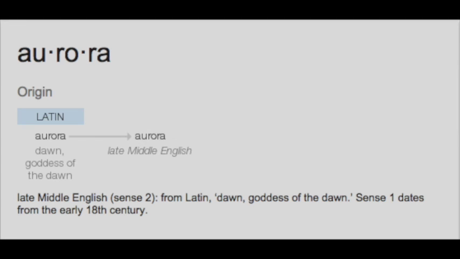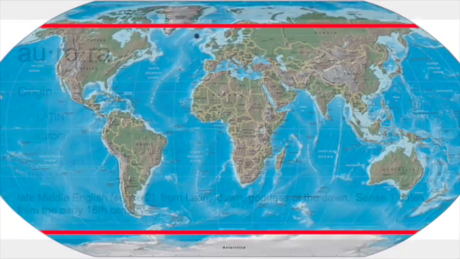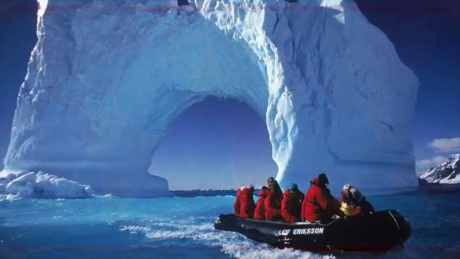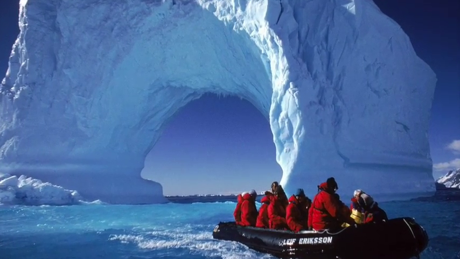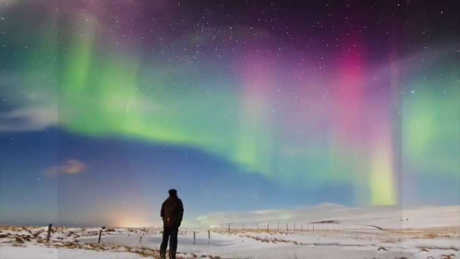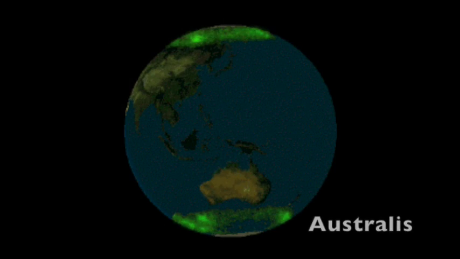The word aurora comes from Latin, meaning dawn of the north. They actually happen at both the north and south poles, but due to the lack of land to observe from in the south, the most popular ones are those from the north. They are distinguished by the names Borealis and Australis.